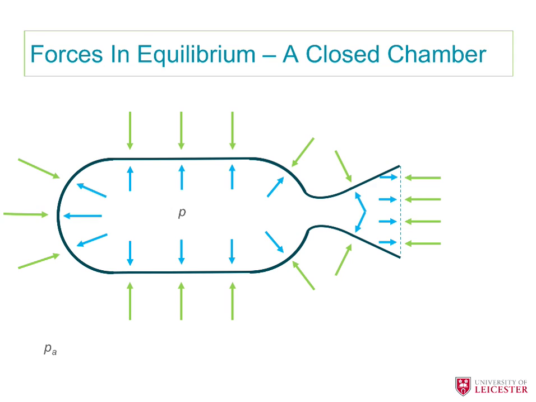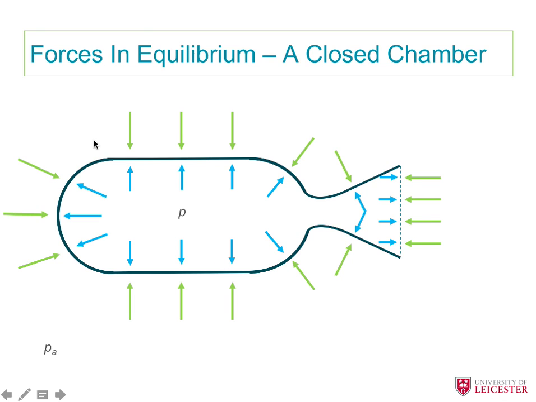So what we're going to consider first of all is the situation when we have a closed combustion chamber. So here you can see the nozzle has a wall or a cap over the end. We've got gas in the combustion chamber, so these blue arrows, and that gas is exerting a force because of the fact that it's generating a pressure inside the chamber.